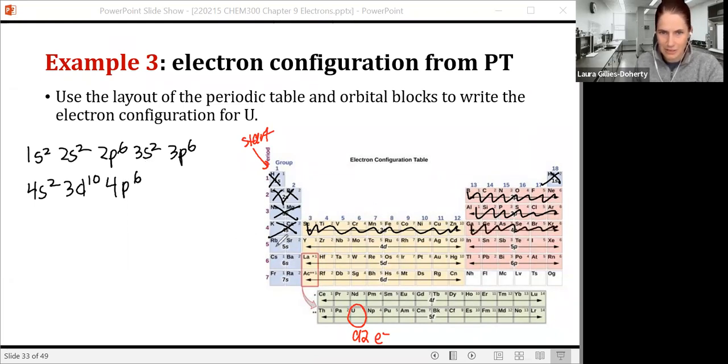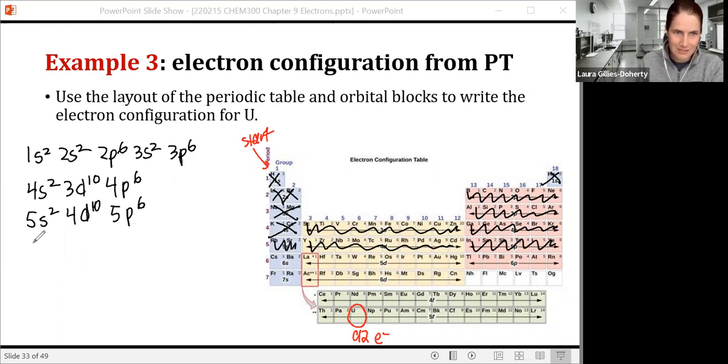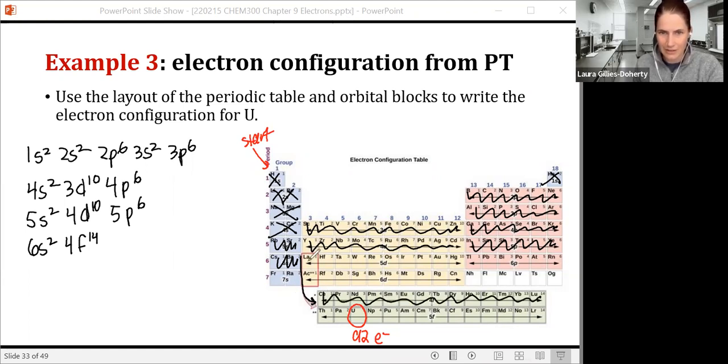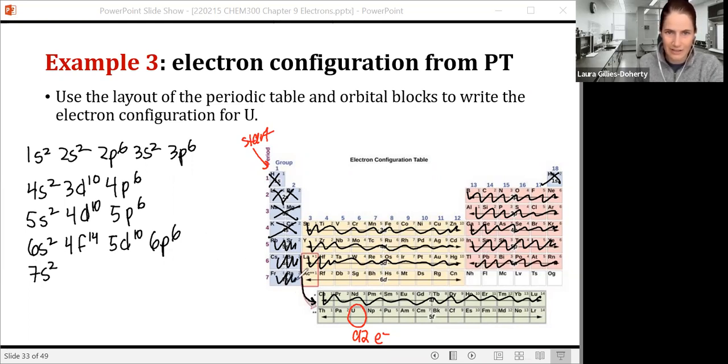Just so I can keep track of where I'm at, I'm going to start in the next line with 5s, it holds 2. Then we're in 4D, holds 10, fill that up. Then we're in 5P, P blocks can hold 6, fill that up. Now we're in 6S, can hold 2. Then we've got to jump down here to the lanthanides. So we're in the 4F block, and the F blocks hold 14. So we fill all of this. And now we're back to lanthanide right here. And so we do 5D10, fill that up. 6P6, fill that up. We're finally down here to 7S2, fill that.